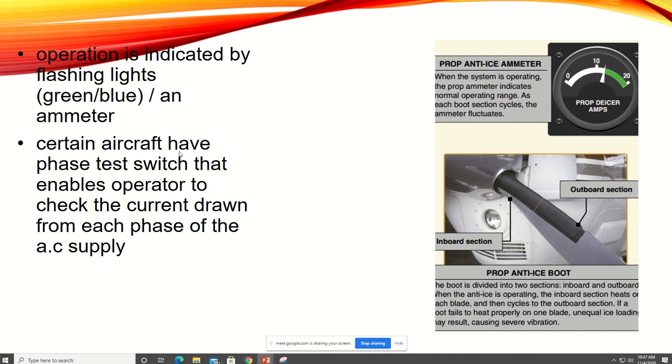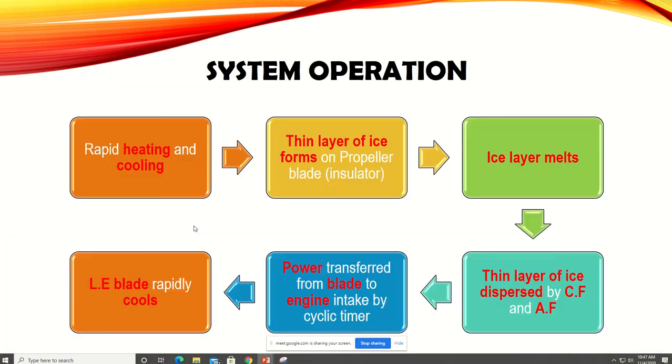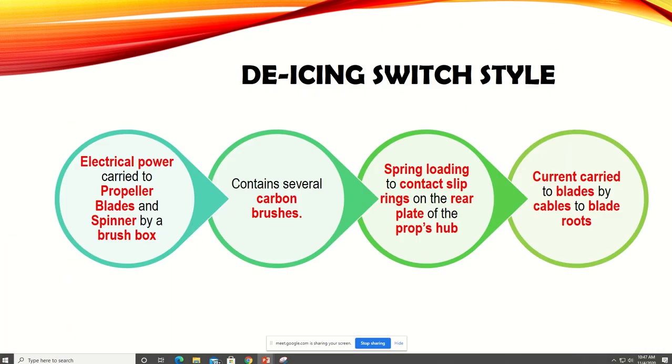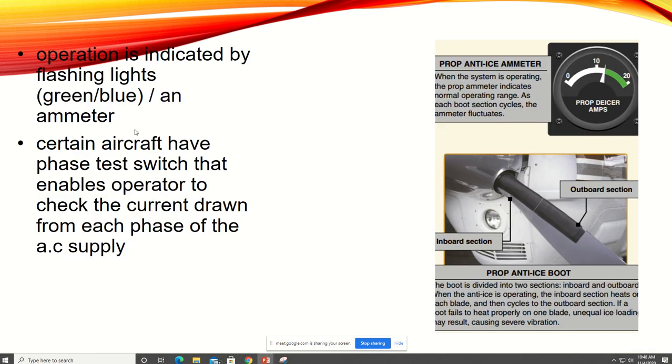Next, certain aircraft have a phase test switch. Yeah, they can test. Later I will show you. I think there is a picture of the test. Oh, there isn't. The pilot or the maintenance can have a phase test switch that enables the operator to check the current drawn. Okay, you can check the current drawn. So normally you have to hit this green arc here. Okay, you must see it fluctuate.